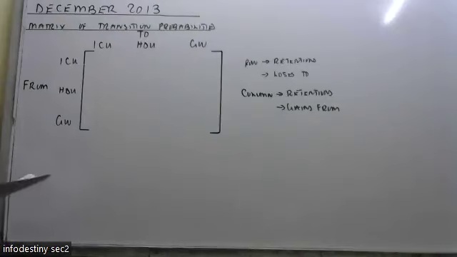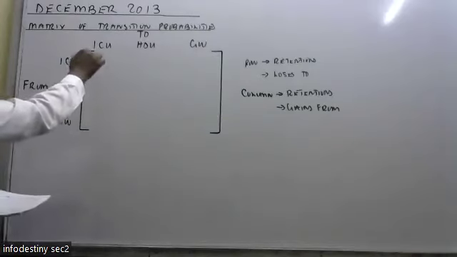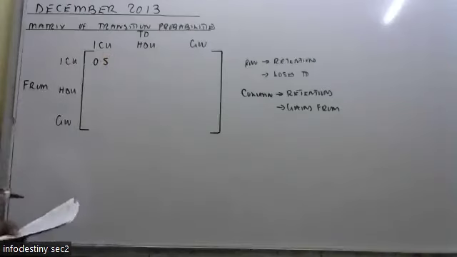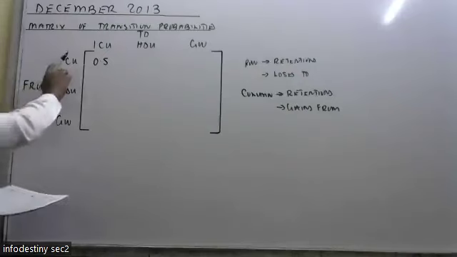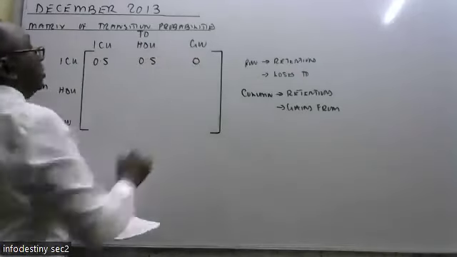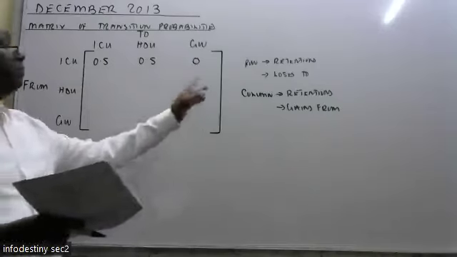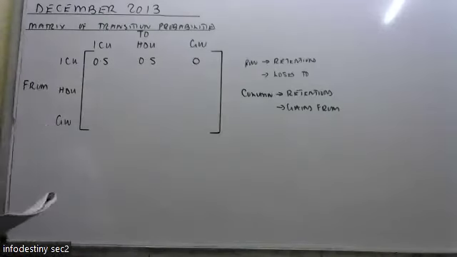So when we are told that 50% of patients in ICU at the beginning remain, that is the retention. So from ICU to ICU, 0.5. And then we are told at the end, 50% will be transferred to high dependency. So from ICU to high dependency, 0.5. So that means no one goes to the general ward, because we said that the values in the row must always add to 1.